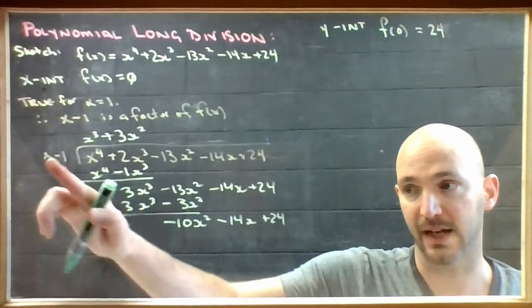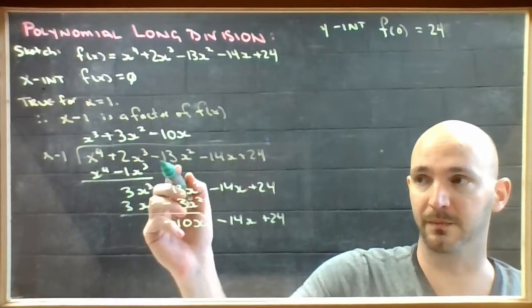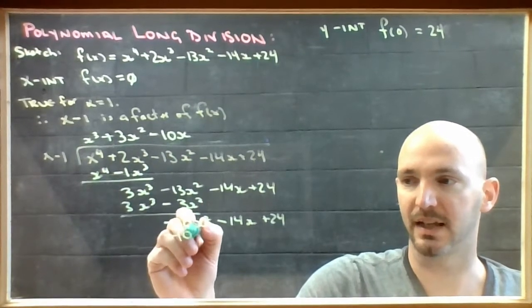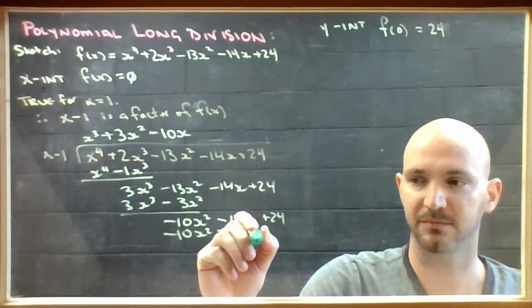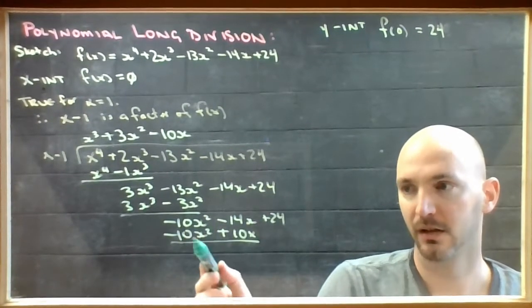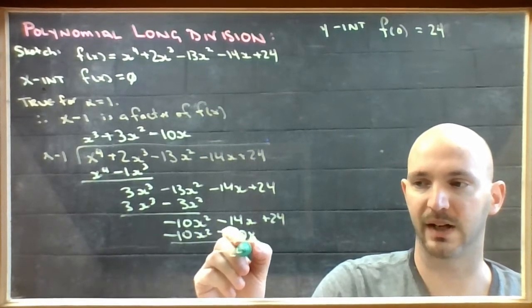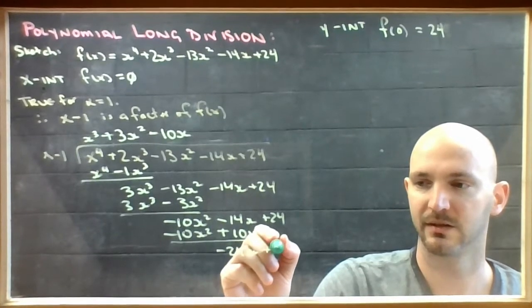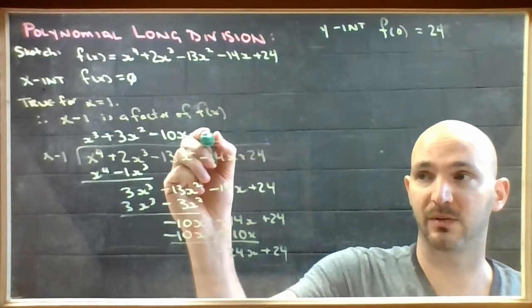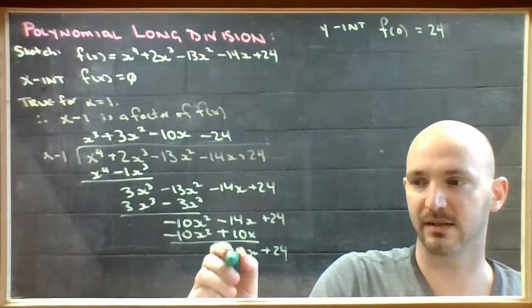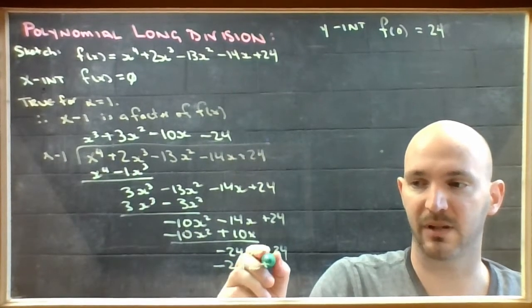What would I multiply x by to get negative 10x squared? Well, it has to be a negative 10x. This times this is minus 10x squared. This times this is plus 10x. This minus this is gone. Minus 14 minus 10 is minus 24x. Ooh, that's good. Because what times x gives me negative 24x? Well, minus 24 does. This times this is this. And minus 24 times minus 1 is plus 24.